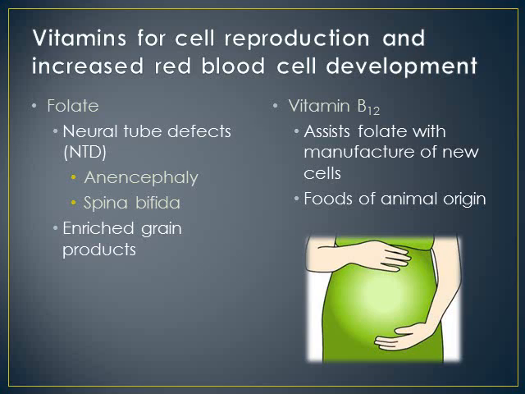Vitamin B12 helps to assist folate with the manufacture of new blood cells, and foods of animal origin are the best sources. So for someone who is vegan or vegetarian, specifically vegan because they're excluding all animal products, fortified foods or supplements will be needed.